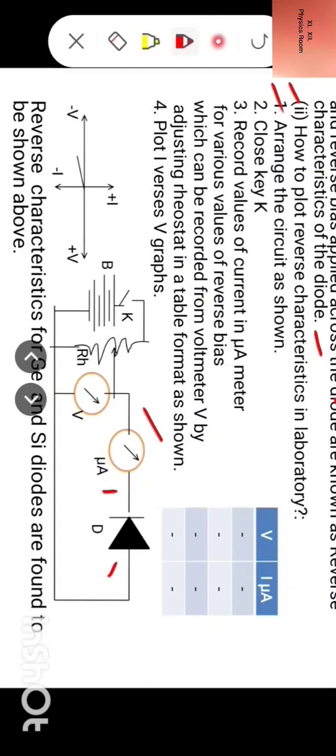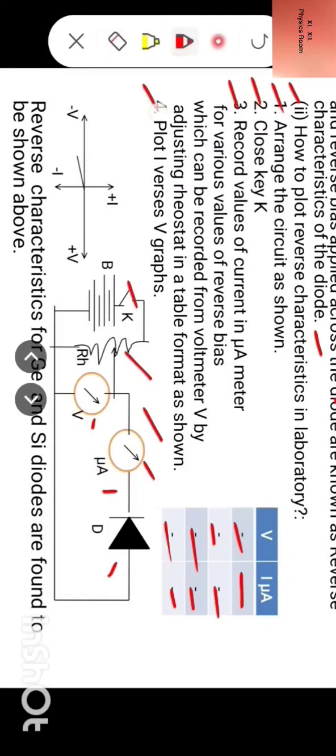Second step, close key K. Third step, record values of current in microampere meter for various values of reverse bias, which can be recorded from voltmeter V by adjusting a rheostat in a table format as shown. Like this, you record values of microamperes for various values of reverse bias and fill up the table.